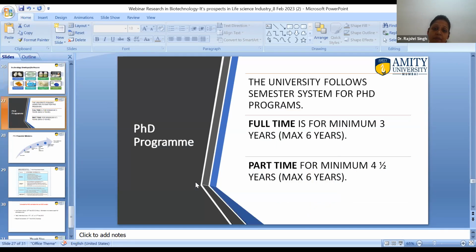When I talk about the PhD program, at our university we follow a semester system for PhD. For a full-time candidate coming here to do research at Amity University, the minimum tenure is 3 years. If you are enrolled for 3 years and qualify for certain milestones for the PhD, which are a minimum of 2 peer-reviewed publications and passing the coursework, you can submit your thesis, but the minimum period is 3 years. For part-time candidates, the minimum period is 4.5 years, in which you can submit your pre-synopsis and thesis, and having fulfilled all the requirements for PhD, one can get the degree in 4.5 years.